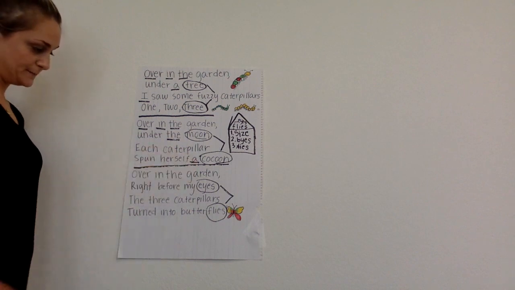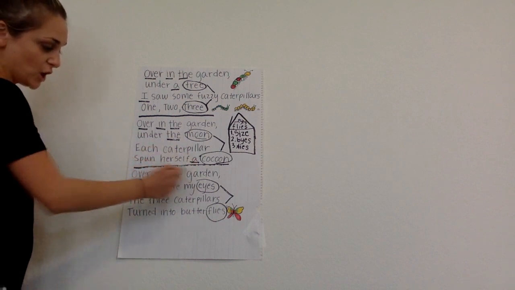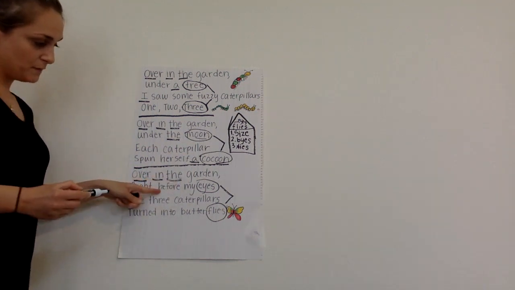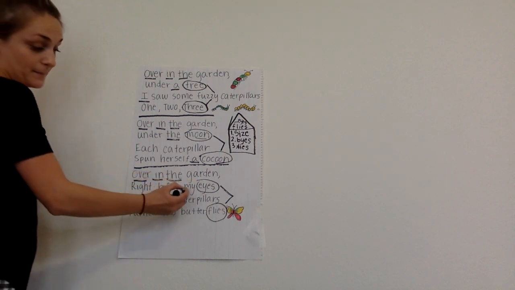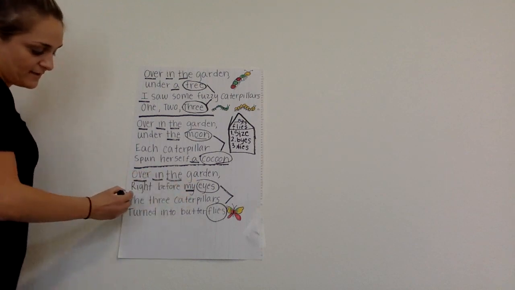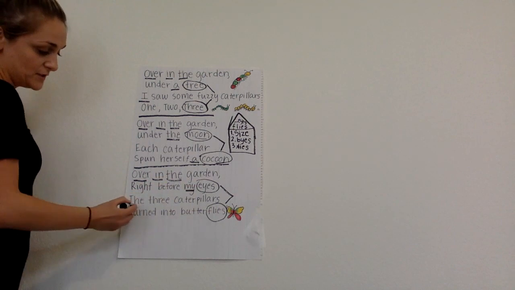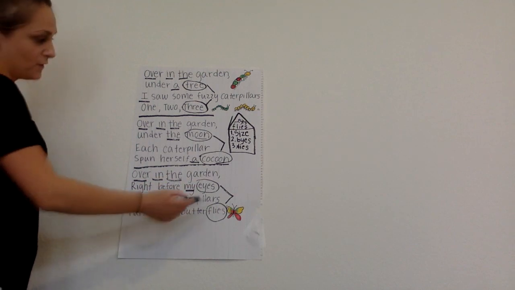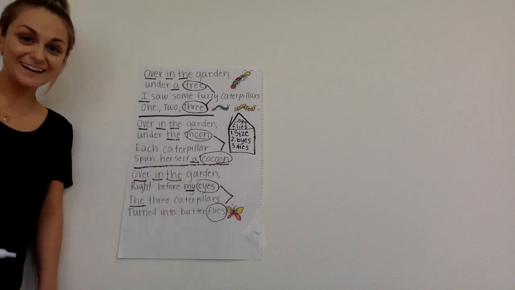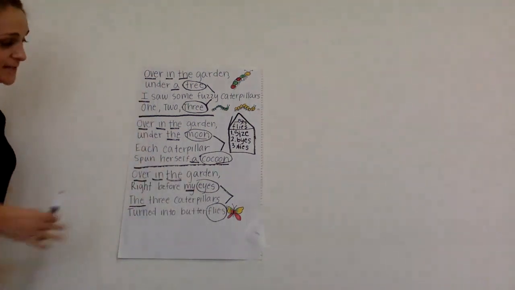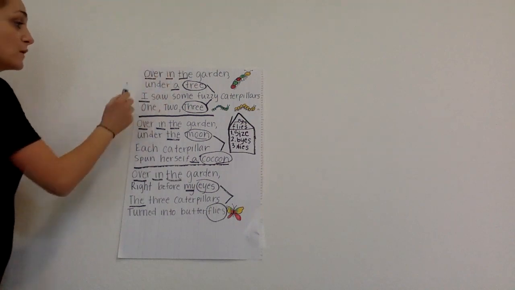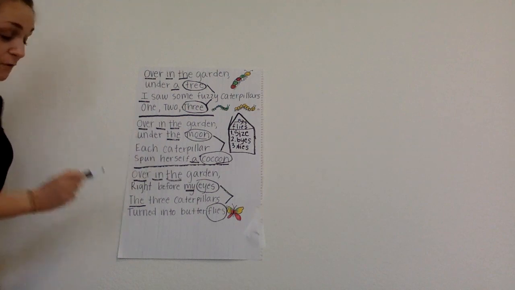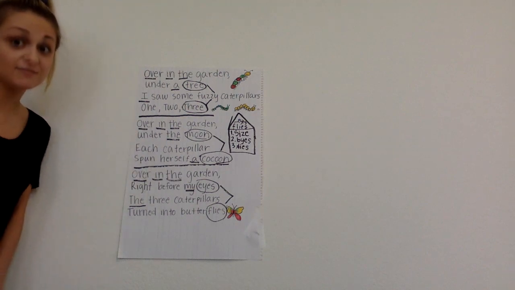A. Very good. Over in the garden. Over, in, and the. Right before my eyes, my. The 3 caterpillars, the, turned into butterflies. Very good. So in all 3 of the sections, we have 1, 2, 3, 4, 5, 6, 7, 8, 9, 10, 11, 12, 13, 14 sight words. Oh my goodness, that's a lot.